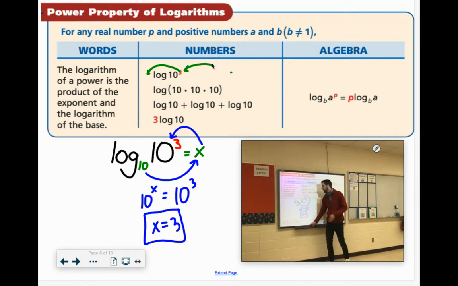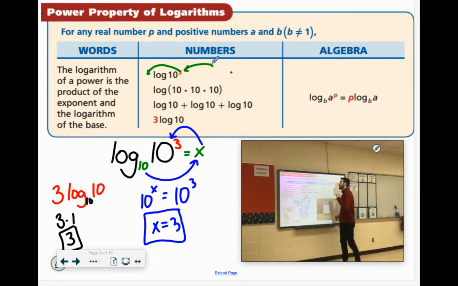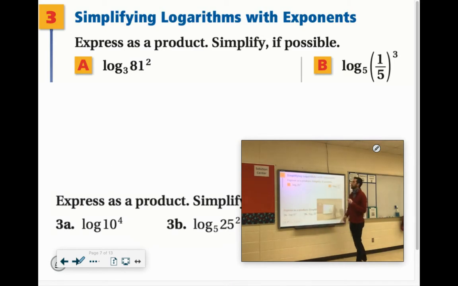This property is saying you could kick the 3 to the front and write 3 log 10. Now, one of our other properties we learned, or will learn, is if your base and this number are the same, then that comes out to 1, because 10 to the first power equals 10. So this just becomes 3 times 1, which is 3. Both answers get you the same result, but if you have that exponent, kick it to the front, and it might save you some steps. So let's try some out where we have to do that.